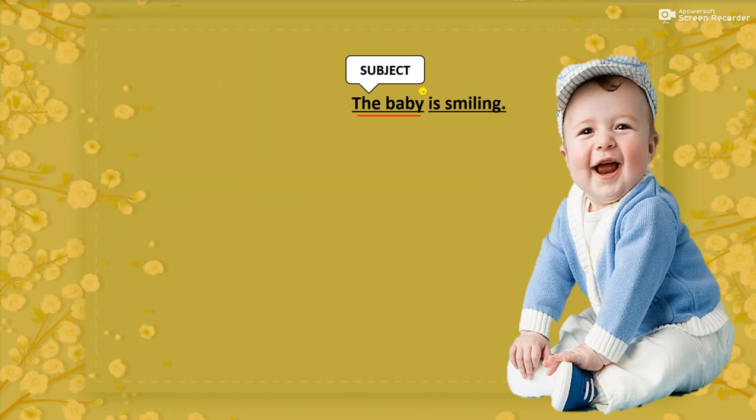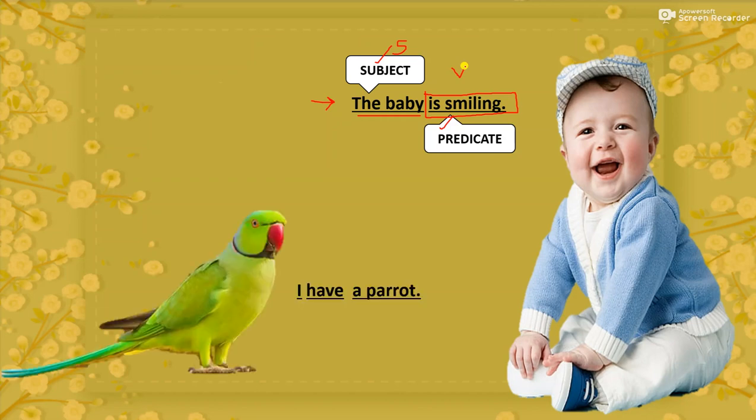And after the subject we saw that we have the verb. So is smiling becomes the predicate or the verb of the sentence, the action word. Since in this sentence we have the subject and we have the predicate, when we read the sentence it gives a complete meaning. The baby is smiling. Let us look at another sentence. In the previous sentence we only have the subject and the verb. But what about the object? So let us look at the second example.